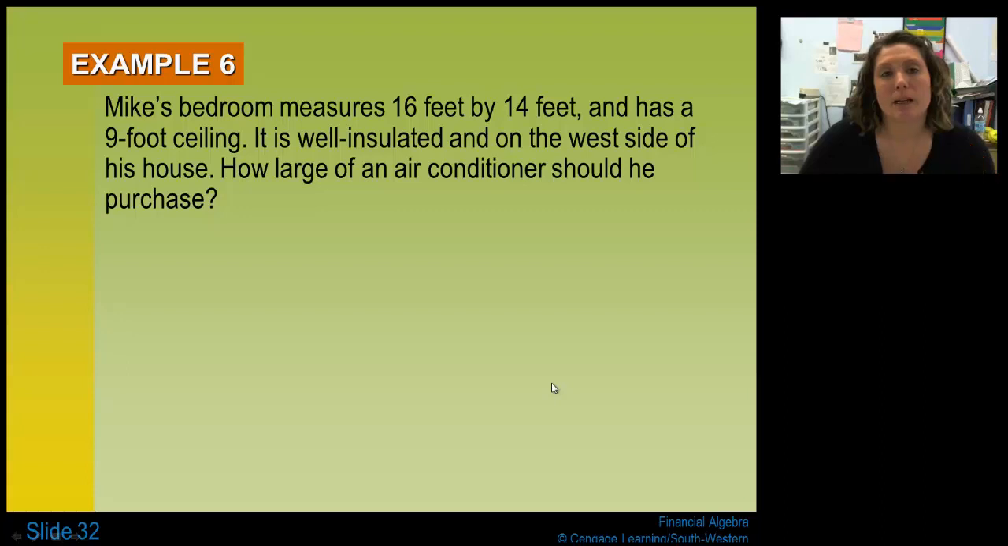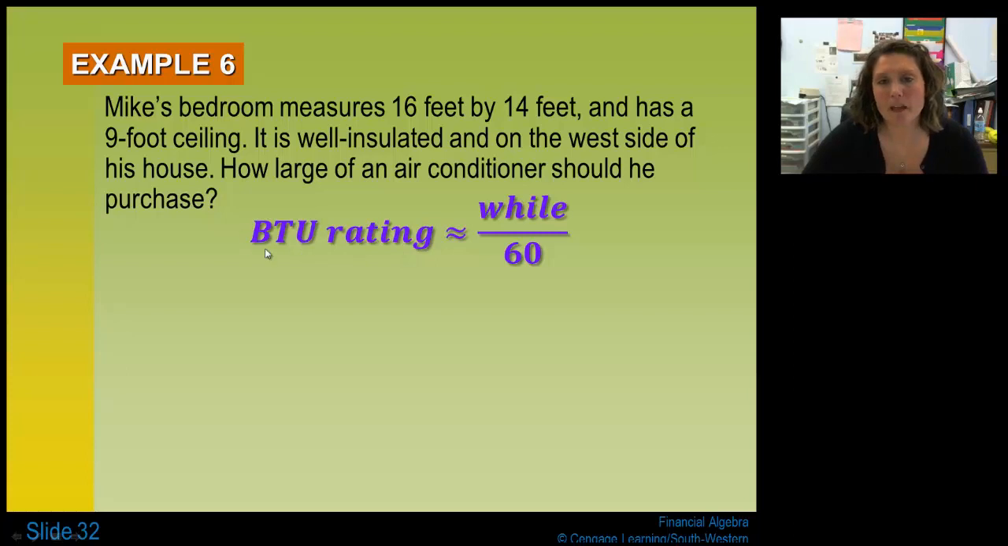And example 6: Mike's bedroom measures 16 feet by 14 feet and has a 9-foot ceiling. It is well insulated on the west side of his house. How large of an air conditioner should he purchase? So to calculate a BTU rating, we use the W H I L E divided by 60. These each stand for something. I'm sure you can probably figure out what the W, the H, and the L are for, but I bet you don't know what the I and the E are. So let's take a look at them.